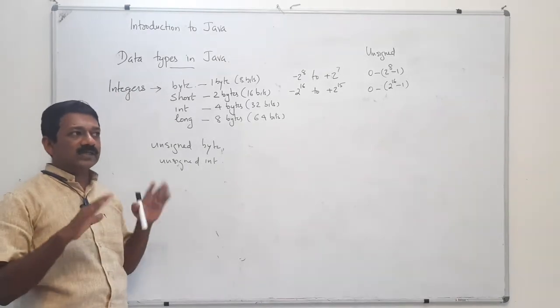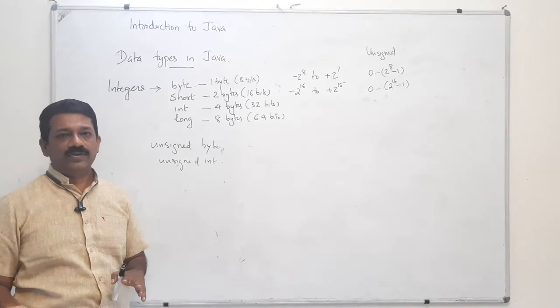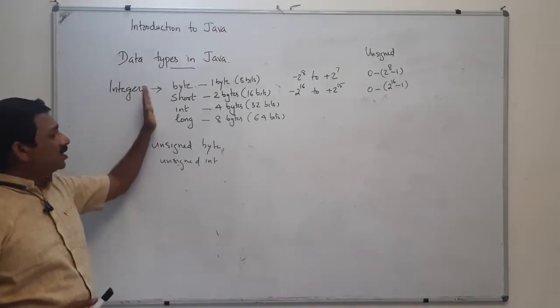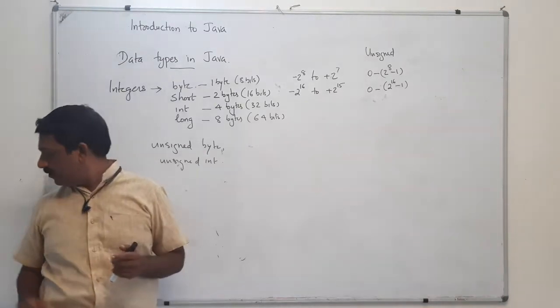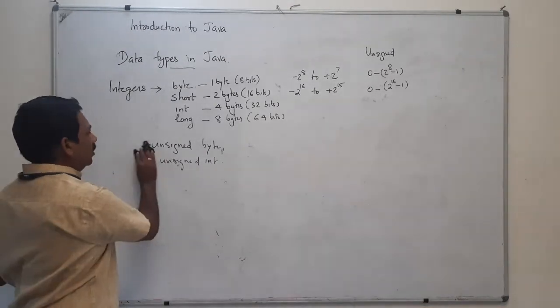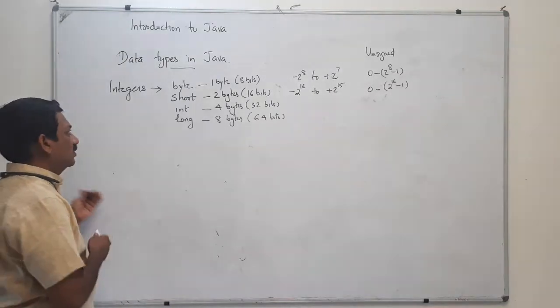Unless you specify it as unsigned, it can store either negative values or positive values. Okay, and that's all about integers. Then the second data type is floating point numbers.